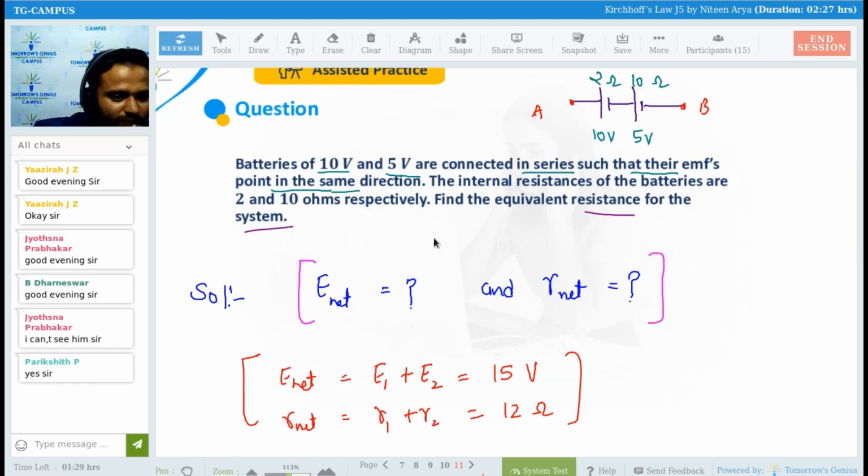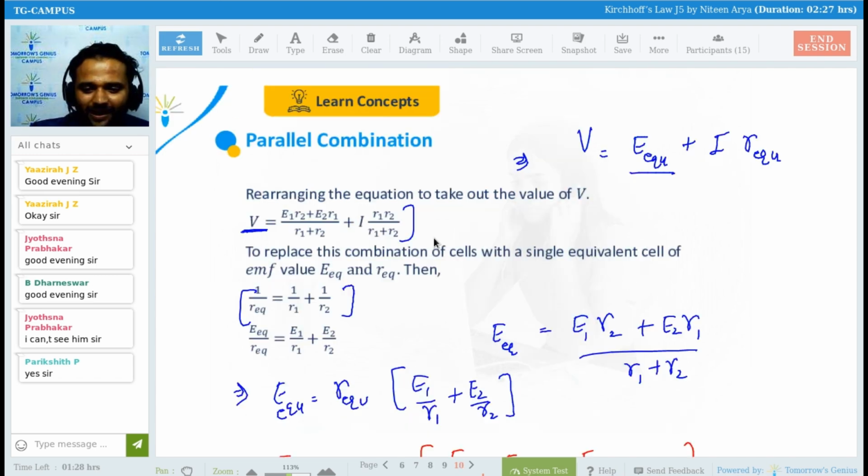After what? Is V net and E net the same, sir? It depends on the polarity, beta. Maximum number of times it's the same, but it depends on the polarity also. See, if they are connected in opposite sense, then obviously the total voltage V net, or E net, is not the same. Why so? Using this, finding the net values and applying a formula. Seriously, beta? Why do you require a formula?